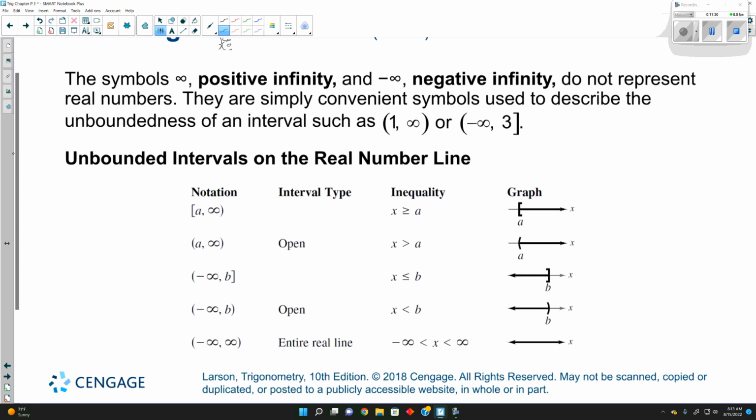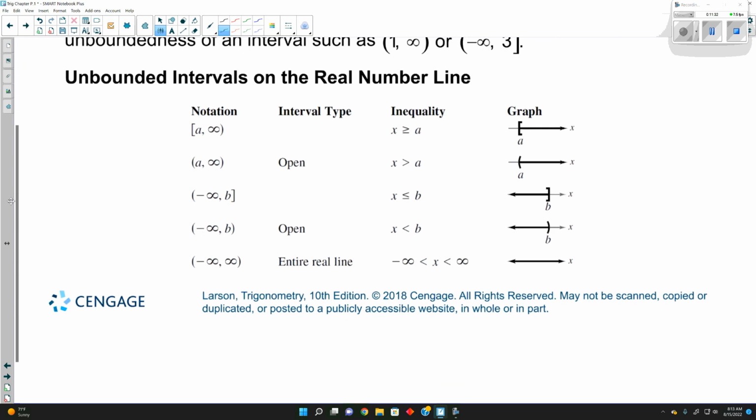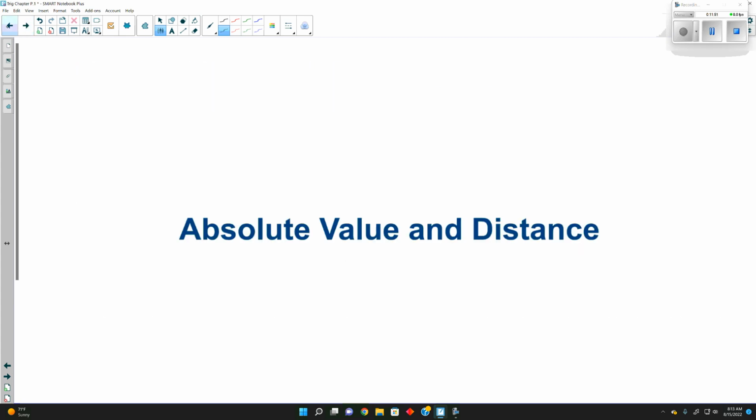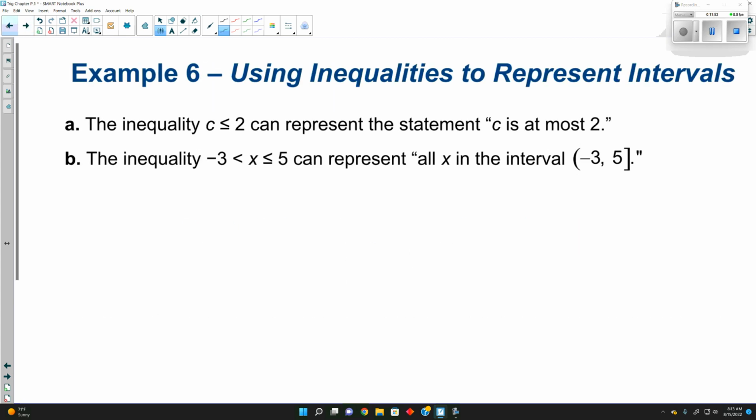Or unbounded. Unbounded just means that it's going to continue indefinitely in one direction or the other. And the spot that it does end is either going to be closed or open in either case. Or we could have that it's the entire line, all real numbers, which goes to infinity in both directions. I don't think we need to see another example of how to write these out. No? Okay.